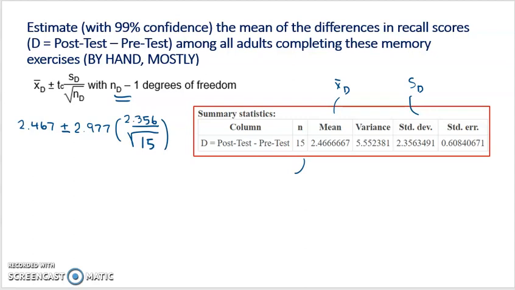One thing to notice, it may make your job a little easier. This portion right here of the formula, what's in the parentheses, is called the standard error. And notice that when you compute the summary statistics, the standard error is given to you right here. So I could actually make my life a little bit easier.